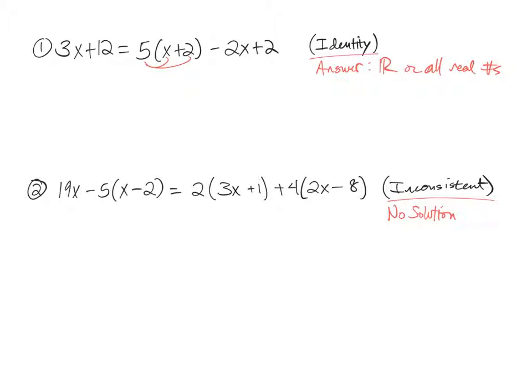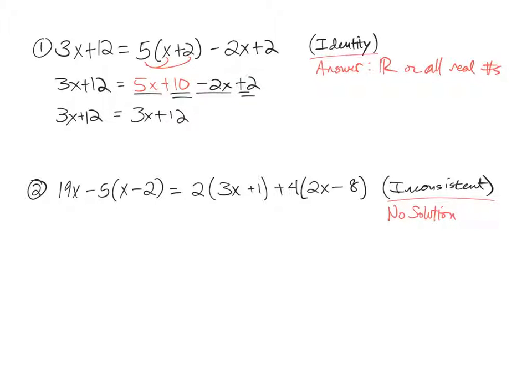So let's see here, 5 times x plus 2 turns into 5x plus 10. We still have minus 2x plus 2 equals 3x plus 12. So then what we can do is combine like terms on the right side here. So 5x's minus 2x's gives me 3x's. 10 plus 2 gives me 12. So we have 3x plus 12 equals 3x plus 12. And really, guys, you could stop here. You could absolutely stop here because the entire left side is equal to the entire right side.